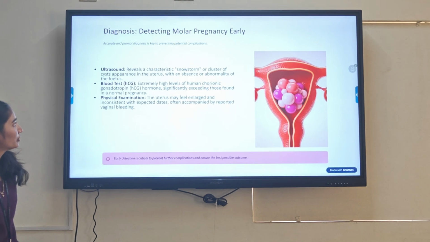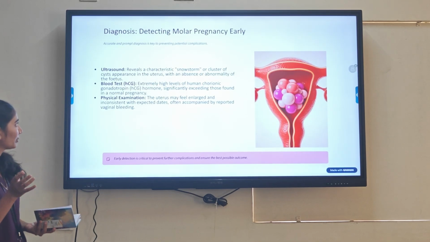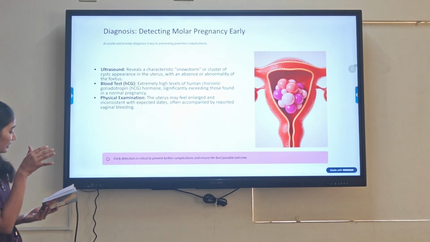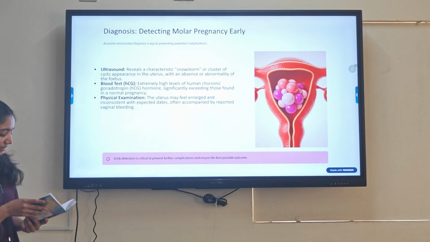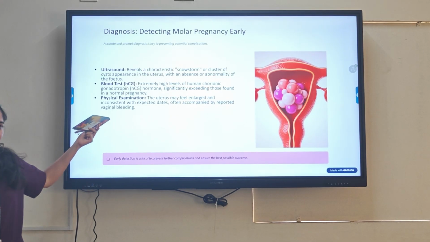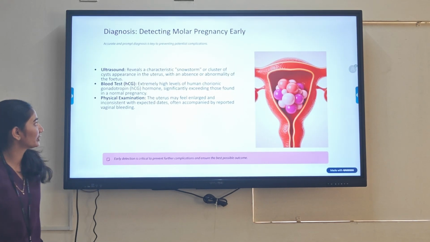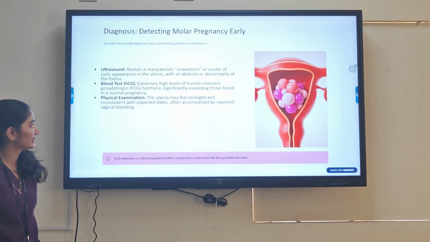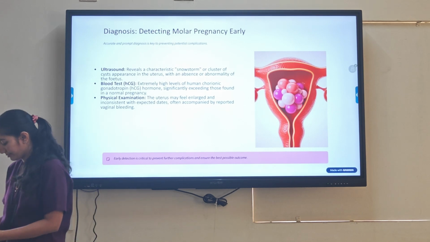Extremely high levels of human chorionic gonadotropin hormone, significantly exceeding those found in a normal pregnancy. Here, the HCG levels will range around 1 lakh milli international units per milliliter. And on physical examination, the uterus may feel enlarged and inconsistent with the expected date, often accompanied by reported vaginal bleeding. In the primary stages, vaginal bleeding will be there.